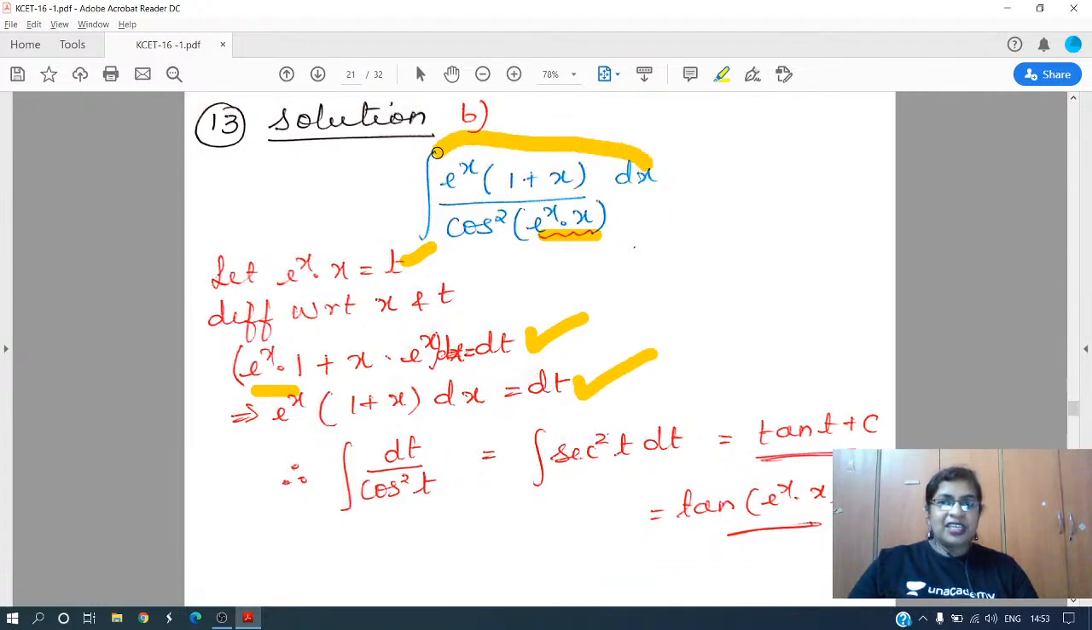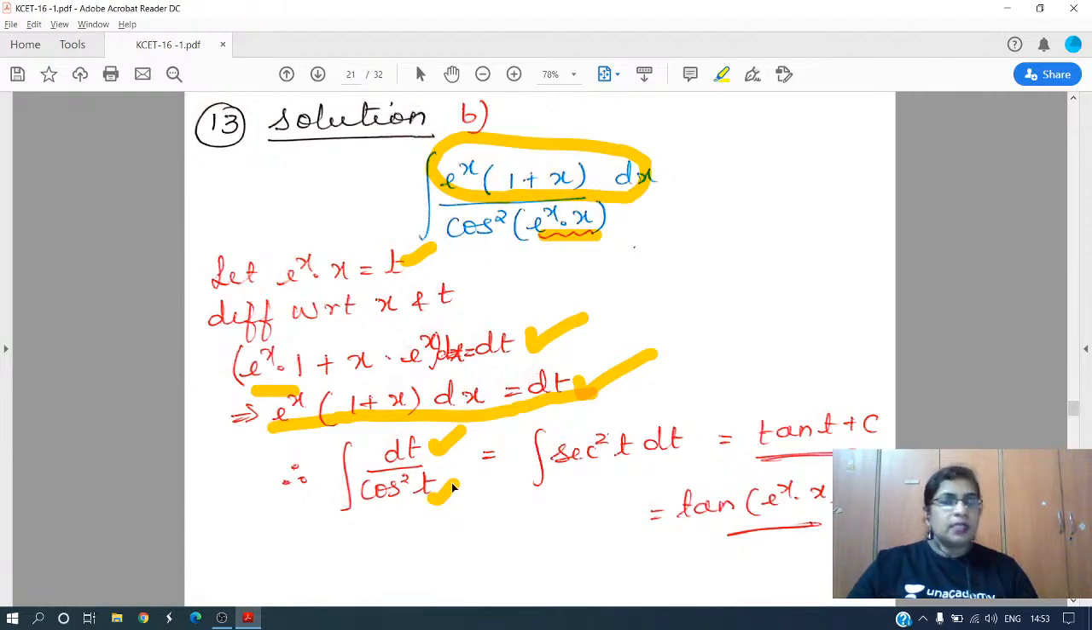Look at your question. Because I took the substitution, it helped me a lot. The question itself is changed now. e power x into (1 plus x) dx, who is that? It is nothing but dt. So simply in the place of numerator, I will write dt. And this cos square as it is. And this you have named as t, remember.